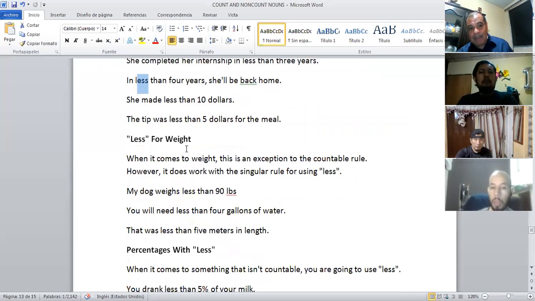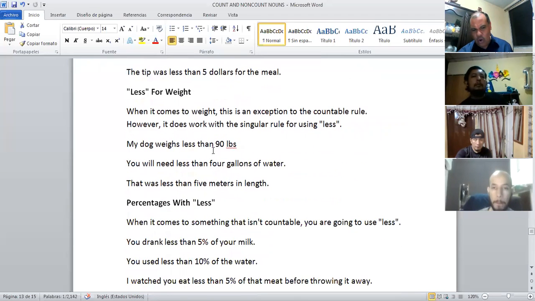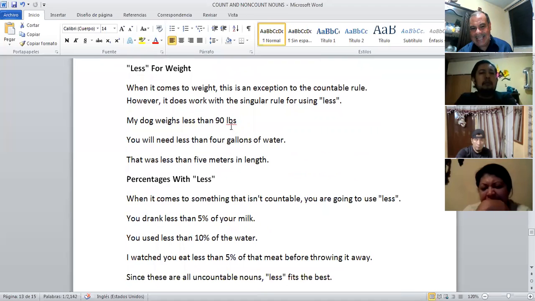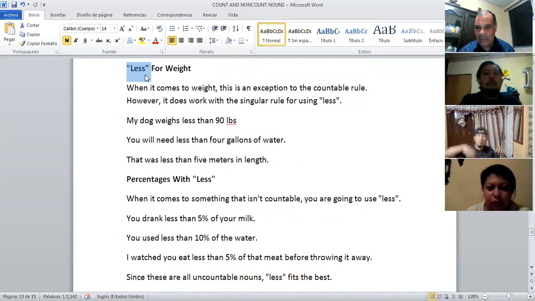And when you talk about weight, always use less. My dog weighs less than 90 pounds. I will need less than 4 gallons of water. That was less than 5 meters in length. So when we talk about any measurements, let's use less. Cuando tenemos medidas de cualquier índole, de longitud, de capacidad, de peso, we are going to use less.